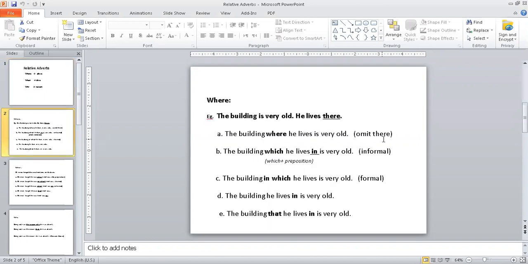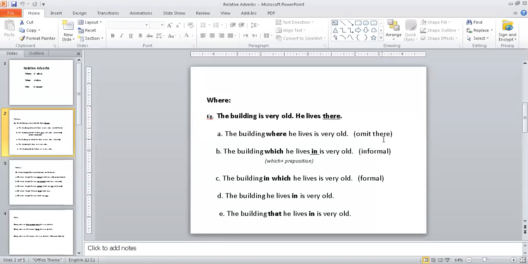Where is used in an adjective clause to modify a place like city, country, room, house, etc. Look at this example sentence. The building is very old. He lives there. The building is very old. He lives there. There refers to that building. So we want to define the building. This sentence modifies a place. So let's join the sentence with where.